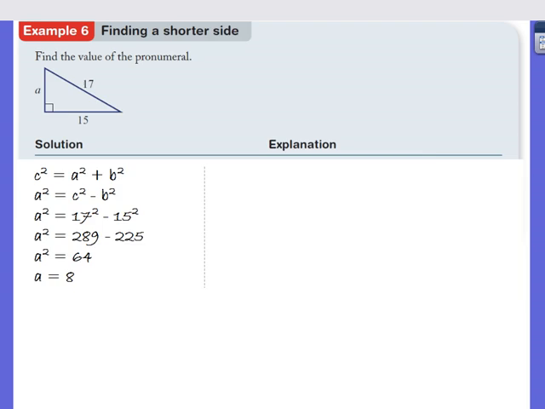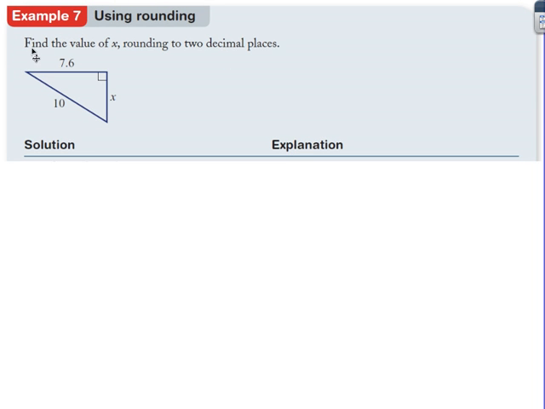One more example. Find the value of x rounding to 2 decimal places. Now you might notice that they've used x instead of a or b for one of the short sides, but it doesn't really matter. We can use the same process. So let me just set up my solution. Okay, here we go.